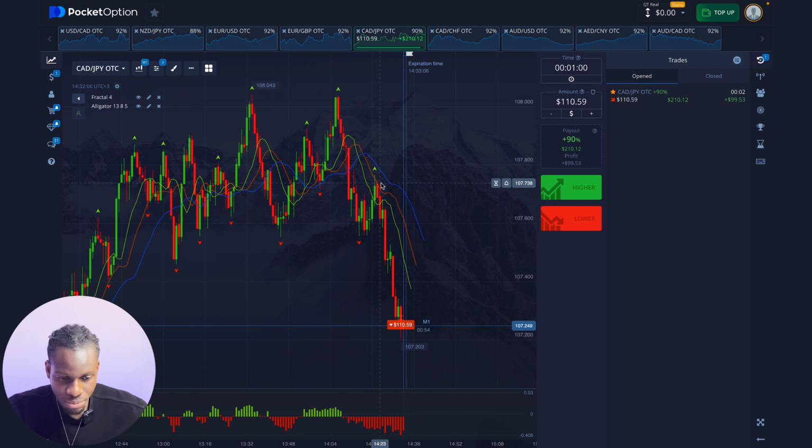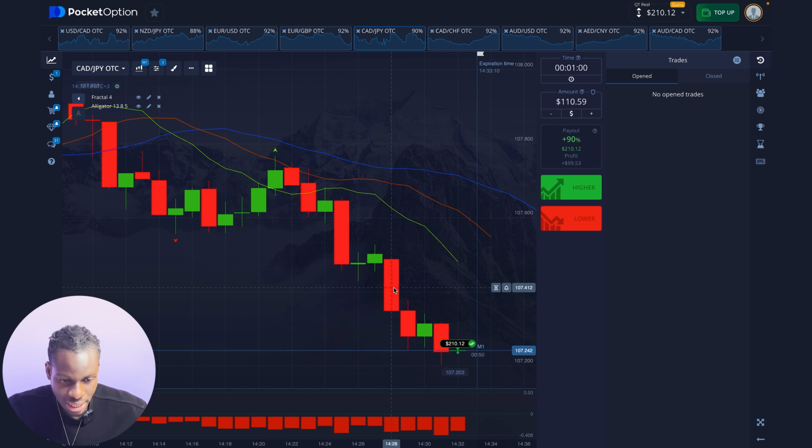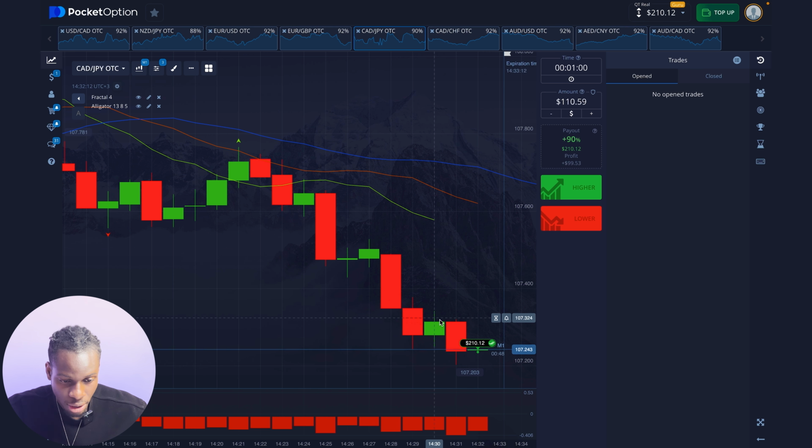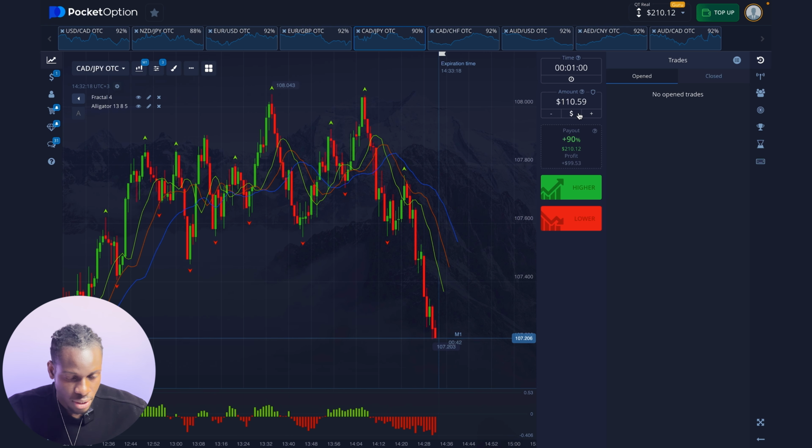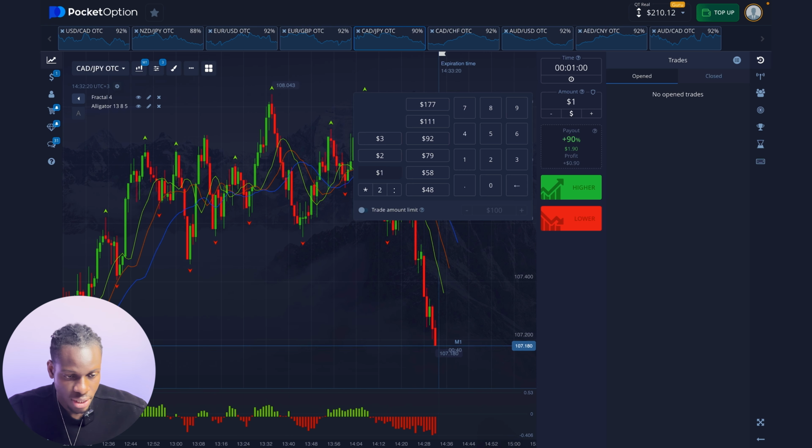In this case that we opened this trade, it was not the ideal entry point. The best entry point would have been somewhere over here, but we're still able to end in a profit, which was very good. That was a good trade.